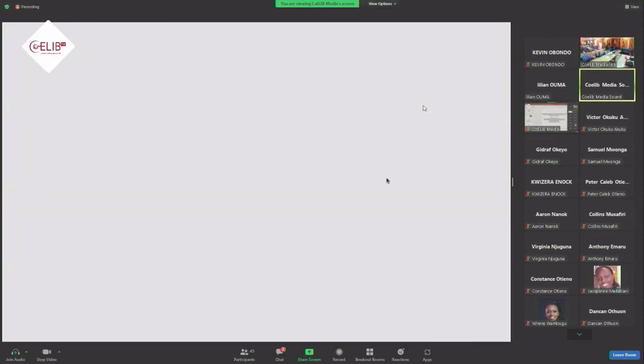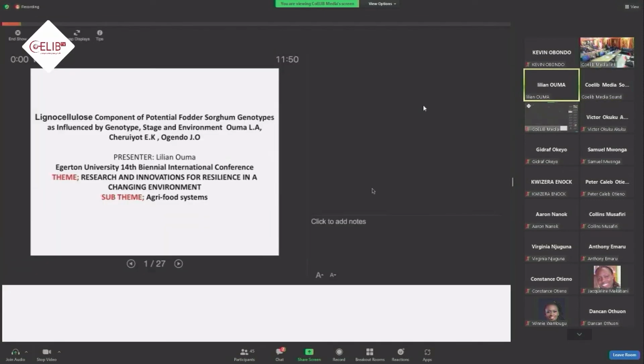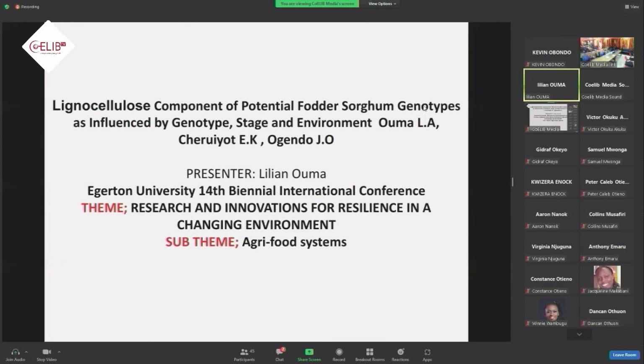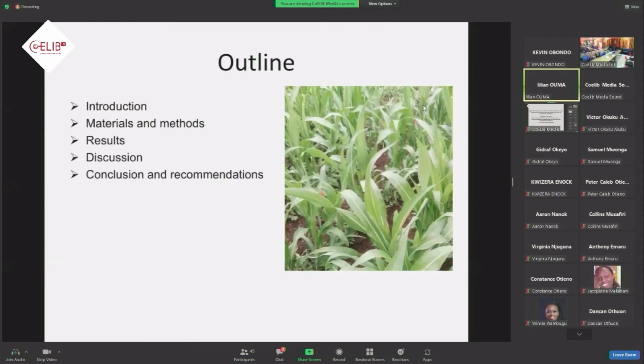Proceed. Okay. Sorghum also has a challenge of high lignocellulose accumulation during the crop growth period, and lignocellulose reduces digestibility of fodder in the rumen. Therefore, the objective of this study was to determine the effect of environment and stage of development on the lignocellulose component of selected potential fodder sorghum genotypes.